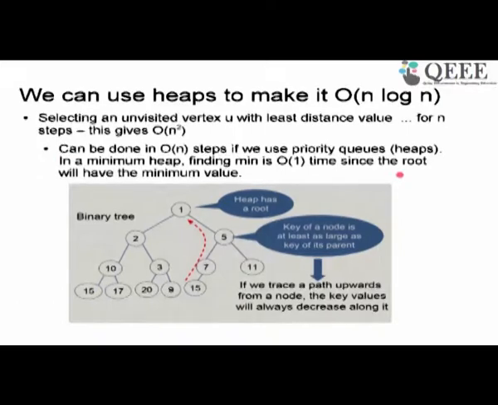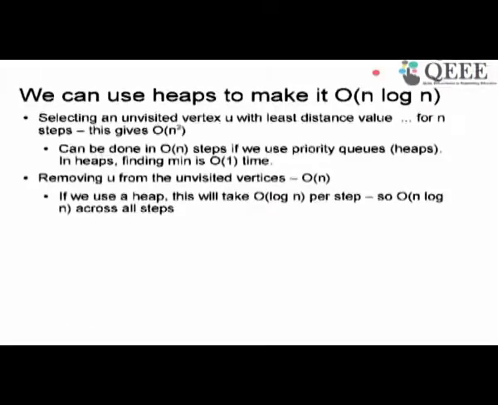The interesting thing about a heap is that the insert operation takes order log n time, the delete operation of a node takes order log n time, and finding the minimum is order 1, constant time, because you just have to look at the root of the heap. In a minimum heap, the top of the heap will be the minimum. In a maximum heap, the top will be the maximum. We want to maintain a minimum heap. So by using a minimum heap, we can find the minimum in constant time, and the deletion operation we can do in order log n time.